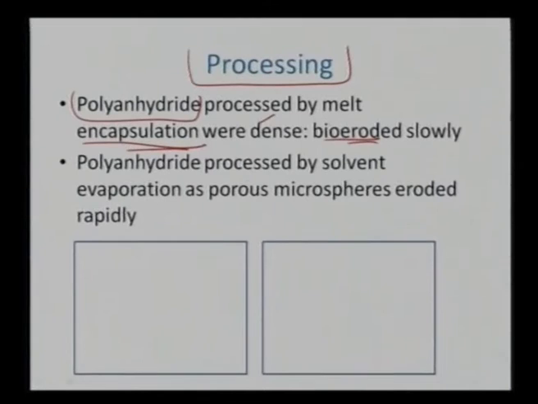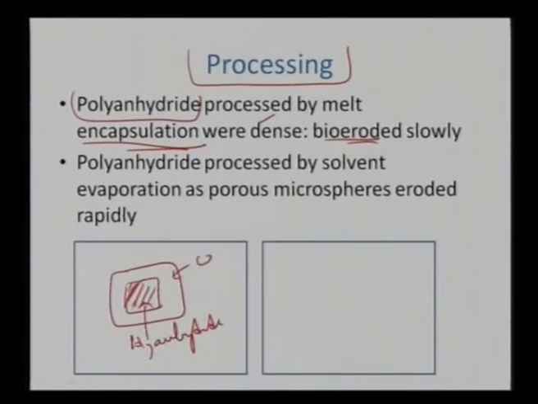So we have certain melt which has now been encapsulated, so we are getting a certain device, polymeric polyanhydride. So this is the capsule, this is the envelope, and this is the overall melt. So now once we have polyanhydride which has been processed by melt encapsulation, we have a kind of capsule over it, so that makes it very, very dense.